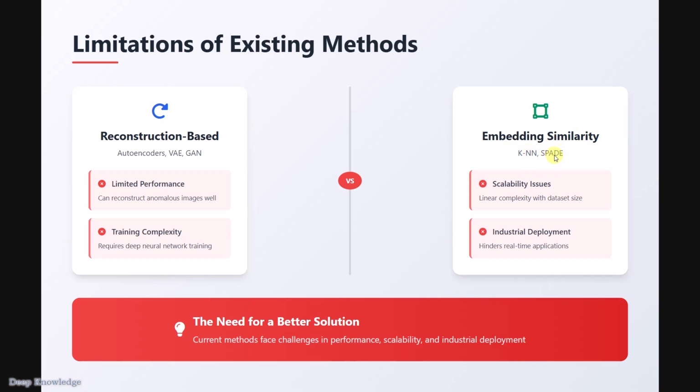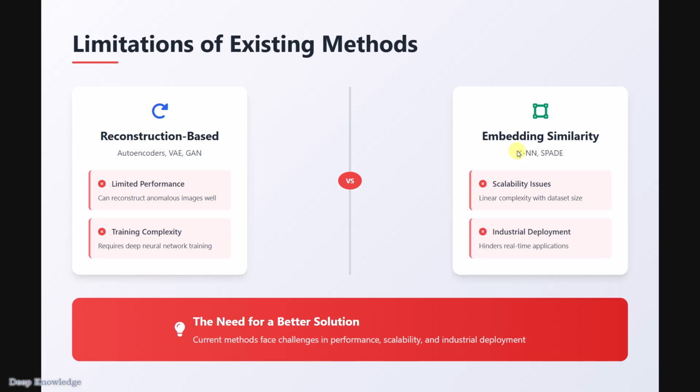Then there is embedding similarity with KNN and SPADE. This is also one of the anomaly detection algorithms. The problem here is if you have a big dataset, for instance using KNN, and you have one image and you have 10,000 images, just for the sake of simplicity.